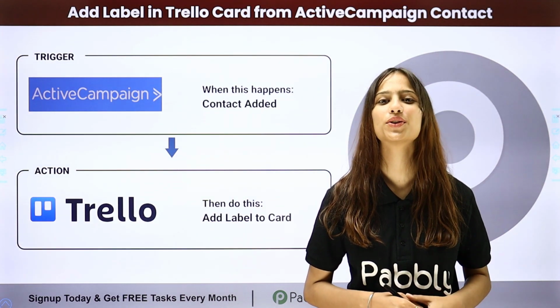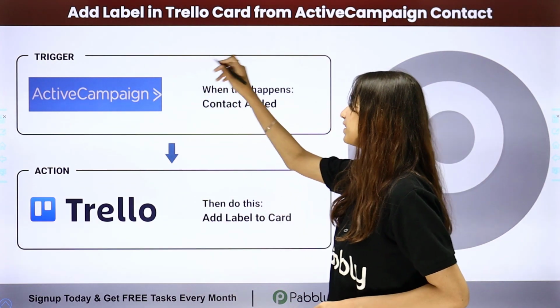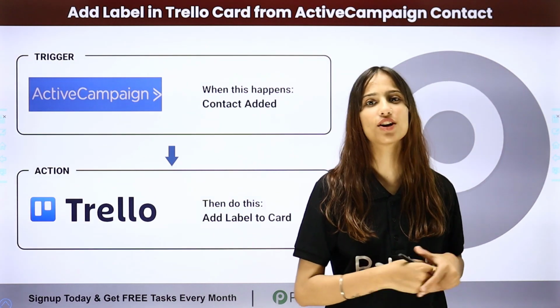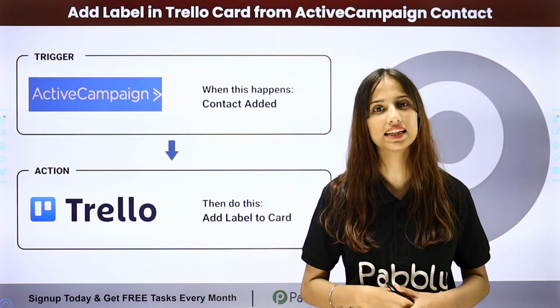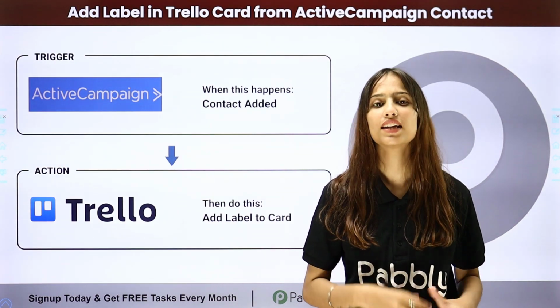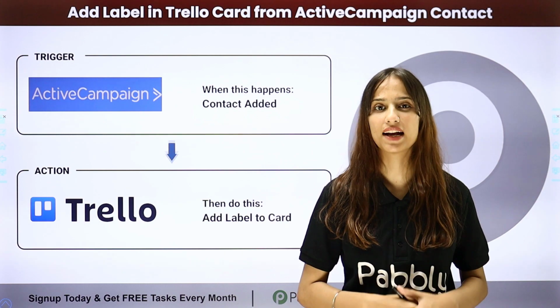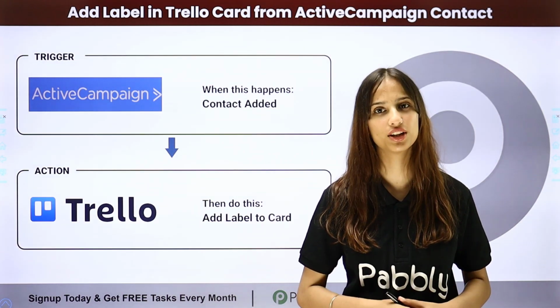So in today's video we are going to understand how to add a label in a Trello card from an ActiveCampaign contact. My objective is that whenever a new contact is created in my ActiveCampaign account, a label should automatically be added in the Trello card which I've created for that contact.